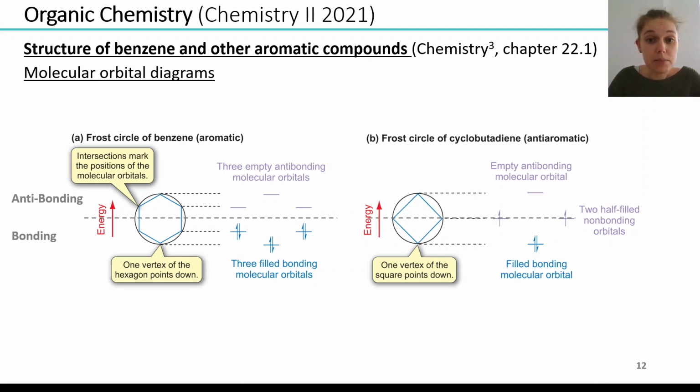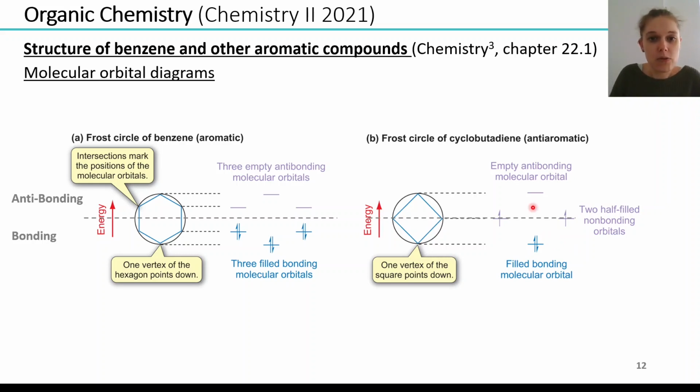Afterwards, we fill up the molecular orbitals with electrons, and this time we have 4 pi electrons. That means we end up with 1 filled bonding molecular orbital and then 2 half-filled non-bonding orbitals, while the antibonding molecular orbital is empty. And the fact that we now have 1 filled bonding molecular orbital and 2 half-filled non-bonding orbitals explains why an anti-aromatic compound is very reactive and unstable.